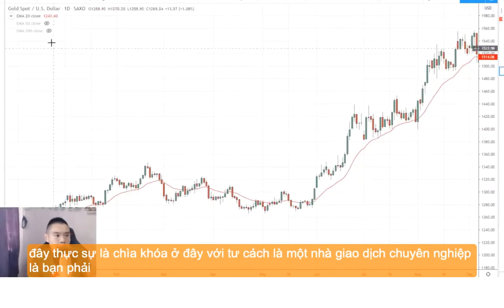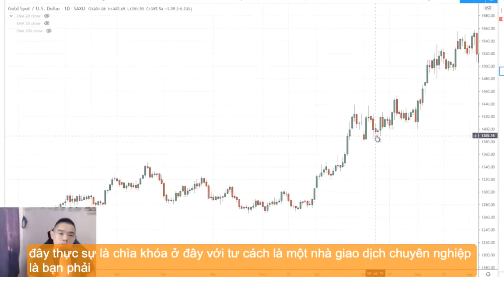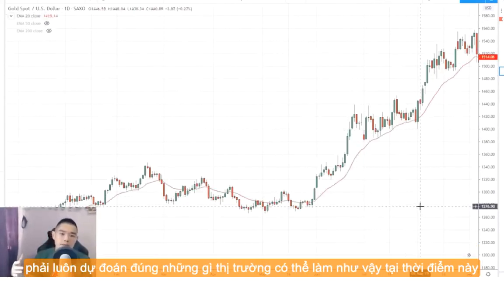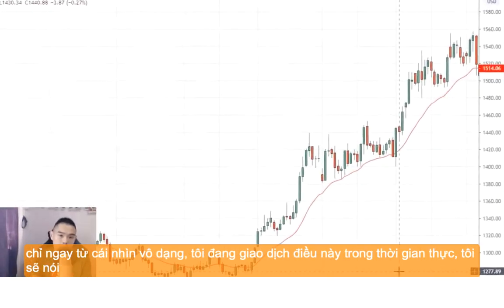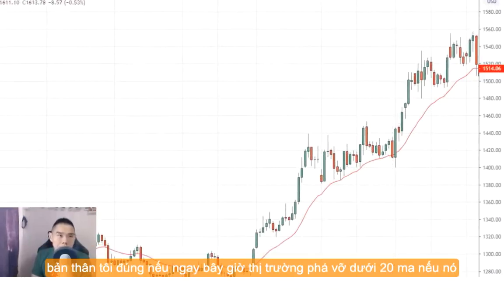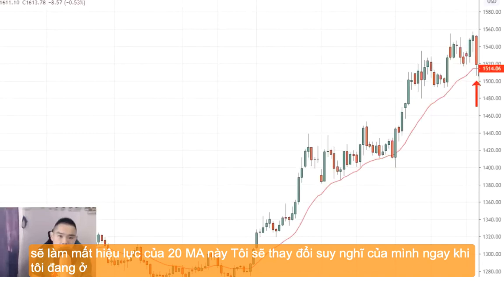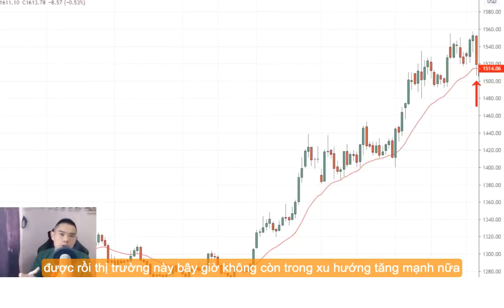So the key here, really, as a professional trader, is that you must always anticipate what the market could possibly do. So at this point, let's say I'm trading this in real time, I would tell myself, if right now the market were to break below the 20 MA, if it's going to invalidate this 20 MA, I would shift my thinking. I would say that, okay, this market is now no longer in a strong uptrend.